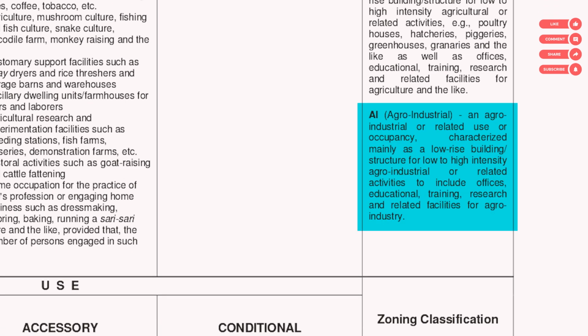Agri-industrial, the agri-industrial zone is almost the same as agricultural, the only difference is agri-industrial. So these are lands used for the agri-industry, but they could also be used to construct office buildings and facilities for agri-industrial education and research.